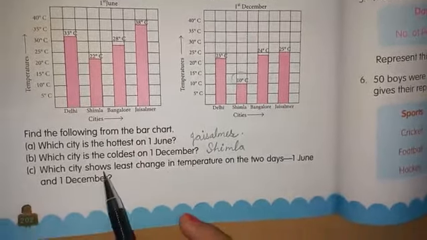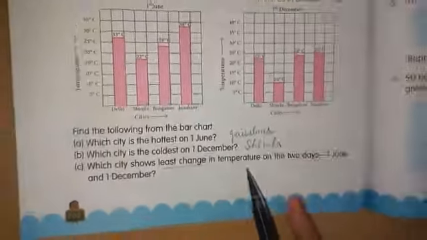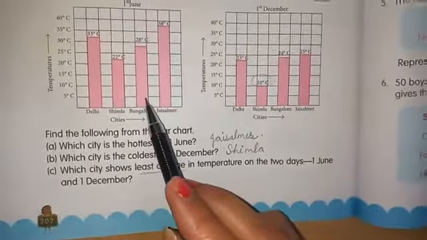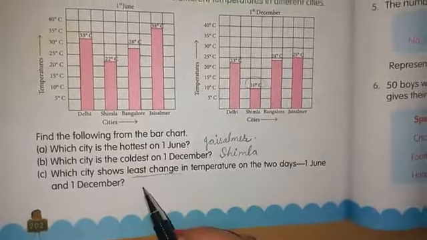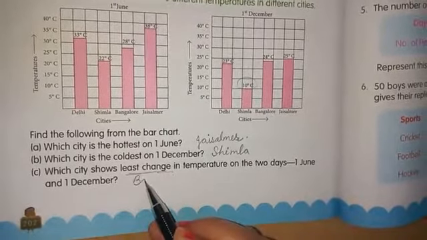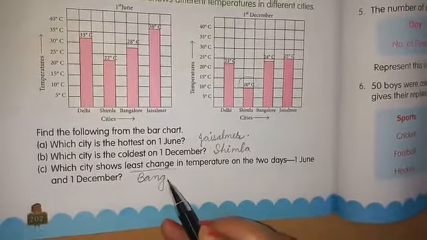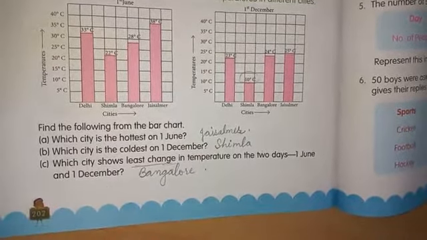The next is, which city shows least change in temperature on the 2 days, 1st June and 1st December? Which city shows least change? Sabse kam change kaun si city mein aaya hai? So we can see that Bangalore has the least change. So we write here Bangalore has the least change in temperature. Okay, that has the least change.